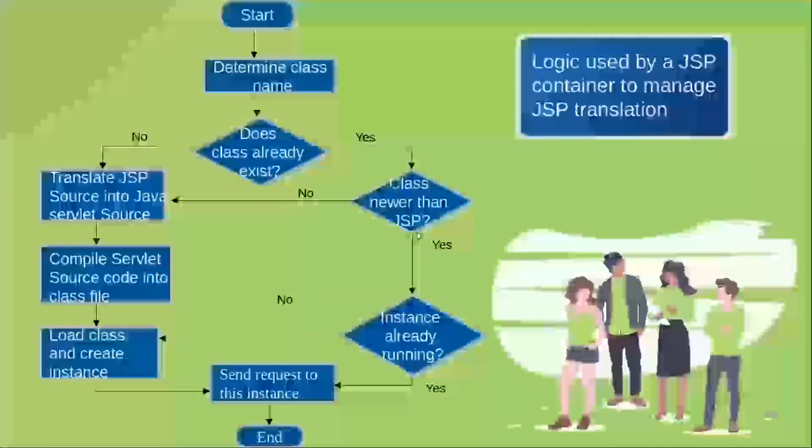Next, when we check whether the class is newer than the JSP, if it is yes, check if an instance is already running or not. If it is not already running, then load the class and create an instance, and then send the request to this instance and end the program. And if the instance is already running, then send the request to this instance and end the program. So these are the different ways in which the JSP translation happens inside the JSP container. This is the logic behind it.